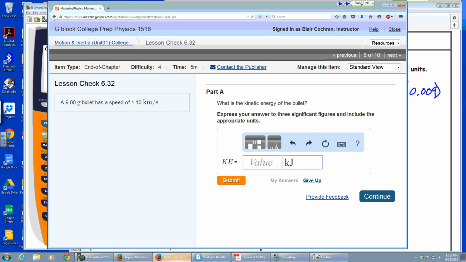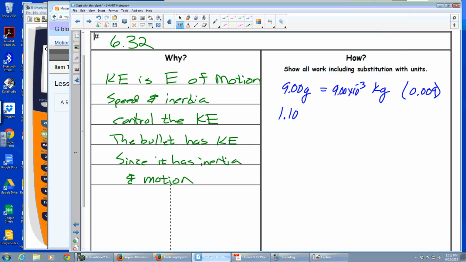And then, what's the other number they give me? 1.10 kilometers per second. We said we wanted to get that in meters per second, so I want to multiply it by 10 to the third. So 1.10 times 10 to the third meters per second. Or if you don't like scientific notation, 1100 meters per second. Either way works. And good, so I've got those in my base units.